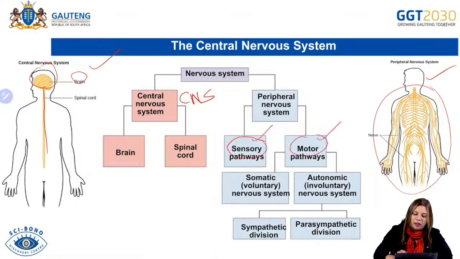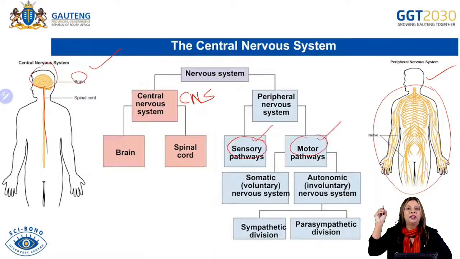And the motor pathway obviously will send messages. So the sensory pathway will send messages from the sense organs to the CNS, or the central nervous system. And the motor pathways will send the messages from the CNS to the organs or the glands, wherever it needs to effect the change. And the motor pathway is divided into a further two.